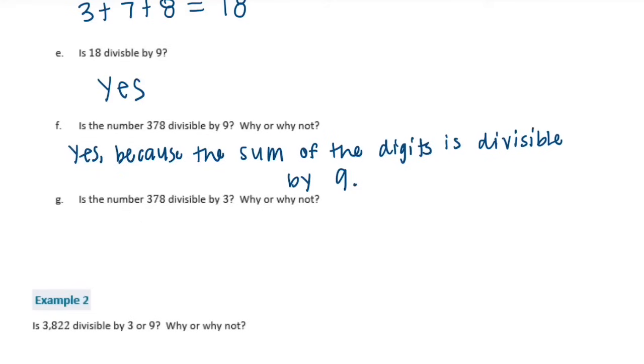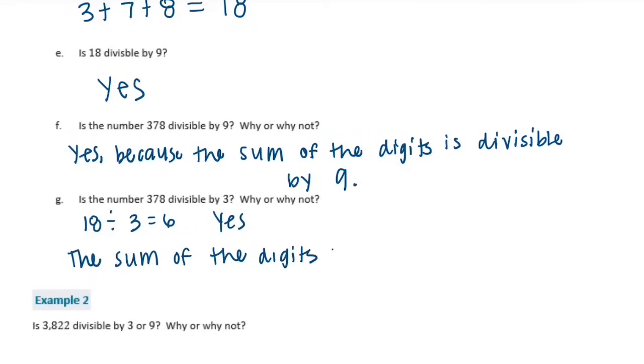Is the number 378 divisible by 3? Why or why not? So there are 2 reasons why it is. Number 1, because 3 is a factor of 9, so anything that's divisible by 9 is also divisible by 3, but also because of the sum of the digits, 18. 18 divided by 3 is equal to 6, so yes, the sum of the digits is divisible by 3. So anything that's divisible by 9 is also going to be divisible by 3.